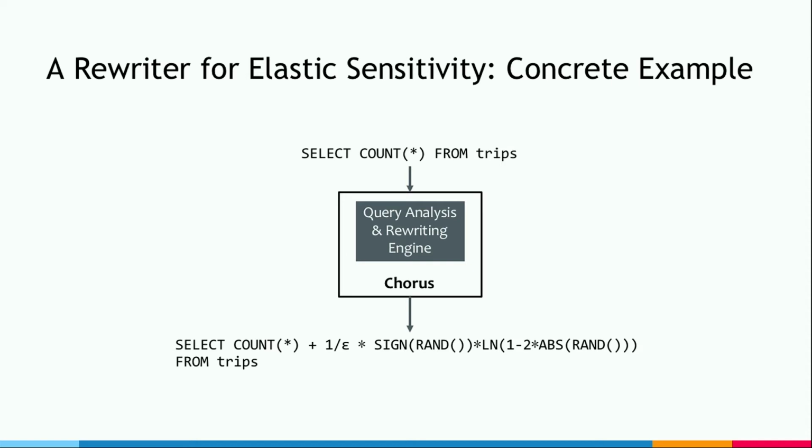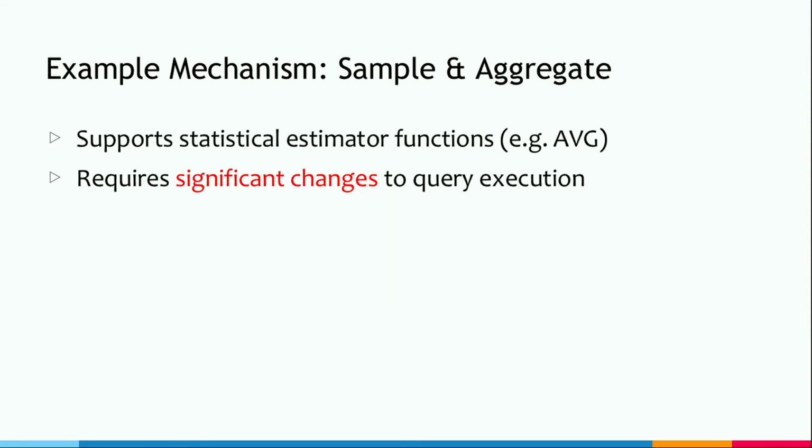The second example I want to show you is called sample and aggregate. And this one is very different from the last one. I want to show you this one because it really demonstrates the flexibility of Chorus to accommodate different kinds of differential privacy mechanisms. Sample and aggregate supports statistical estimator functions like average, which is nice because these are the kinds of functions that elastic sensitivity doesn't support. But it requires significant changes to how the query executes.